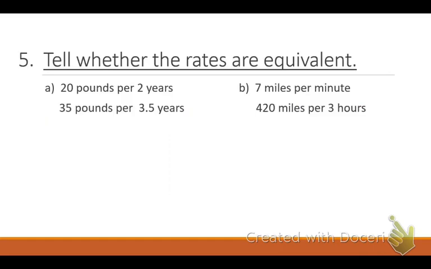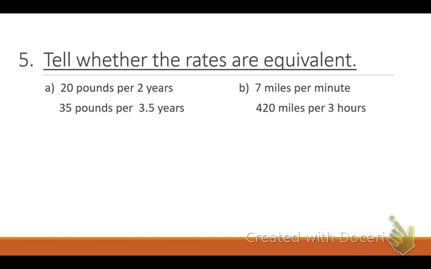All right, section number 5. Tell whether the rates are equivalent. Guys, what does equivalent mean? Equal. If you look at this, 20 pounds per 2 years and 35 pounds per 3.5 years. Do those look equivalent? No. But here's what you have to do. You have to turn both of them into a unit rate and then compare them. Because right now I cannot compare 2 years and 3.5 years.